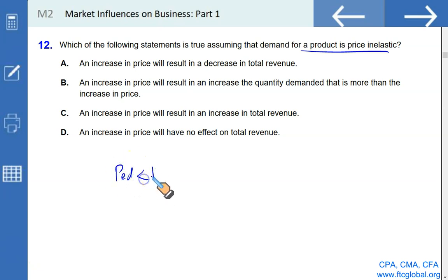Which of the following statements is true, assuming that the demand of a product is price inelastic? PED is less than 1. Let us see each of these options one by one. An increase in price will result in a decrease in total revenue. Wrong.